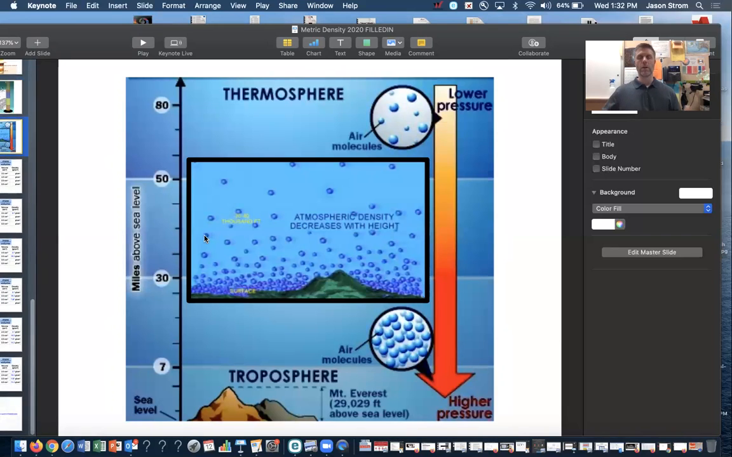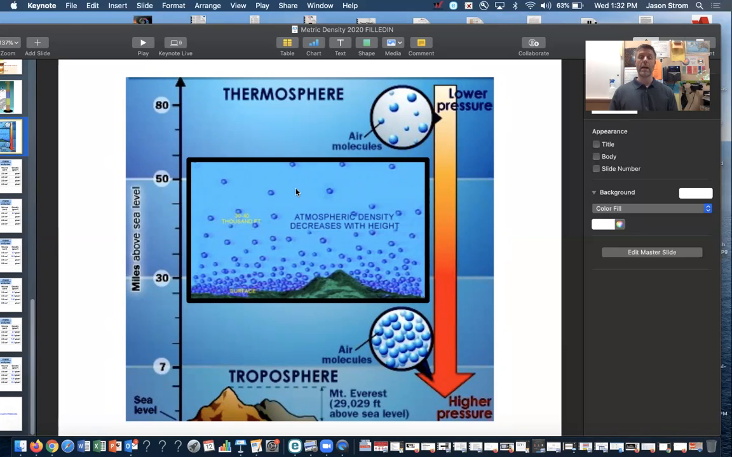And the same thing applies with air in the atmosphere. Just like everything else, gravity is pulling air molecules towards the center of the earth. If it can't get to the center of the earth, then it just goes to the ground. But there are more air molecules closer to the surface of the earth than there are higher up. If you've ever heard the phrase that the air is thin at a higher altitude, it is. There are just fewer air molecules. There's less oxygen to breathe.